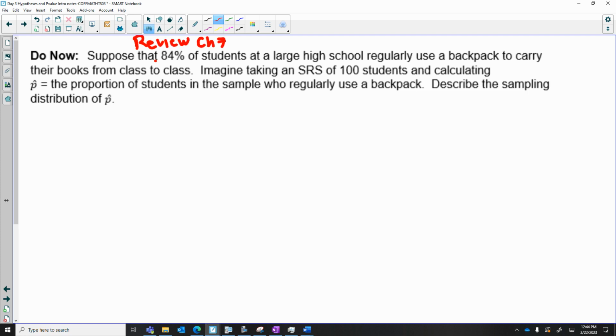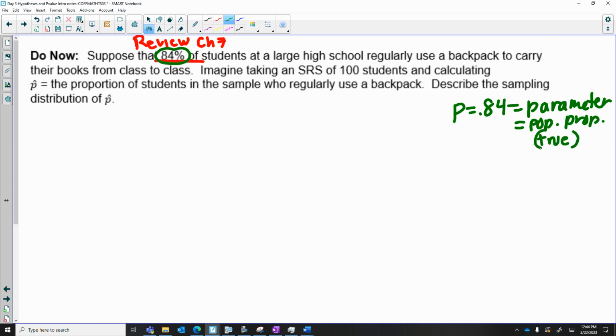It says, suppose that 84% of students at a large school regularly use a backpack. So the first question I'm going to ask is, what is that 84%? Is that a population parameter or is it a sample statistic? I'm hoping you're saying it's a parameter. So if it's a parameter, we use the letter p without the hat because that's the population proportion. So that means the true proportion of everyone in the school who uses a backpack is 84%, p.